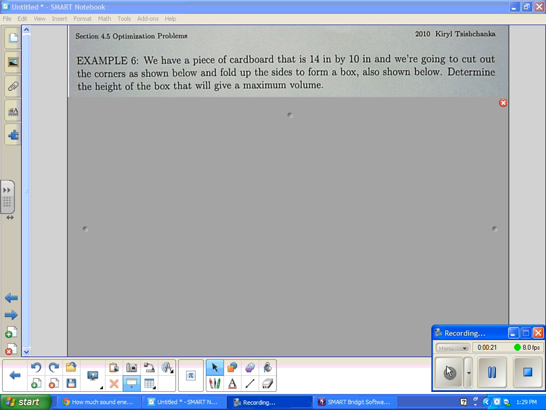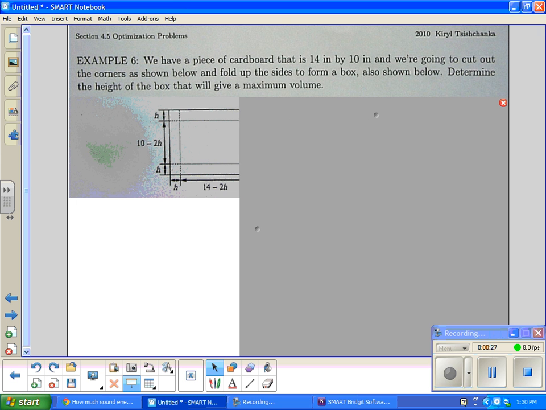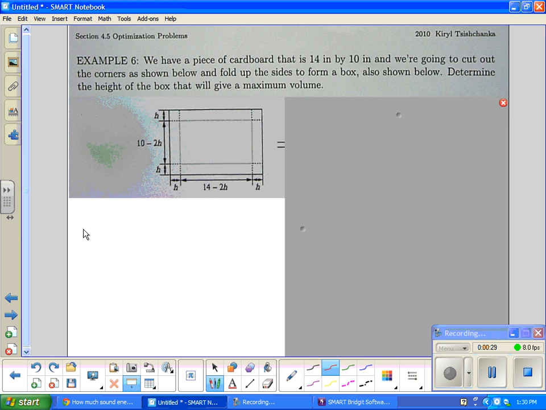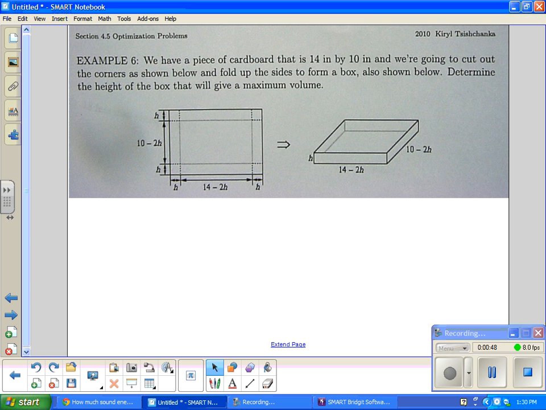Now listen, often this is a real world problem. You cut the squares out of the corners, and that's what this picture shows, is that you're going to cut out a little square h by h. And what they did is they dimensioned the piece then, based on it being 10 by 14. And in this picture, they dimensioned everything out. And they also then showed how the box looked once it was folded up.